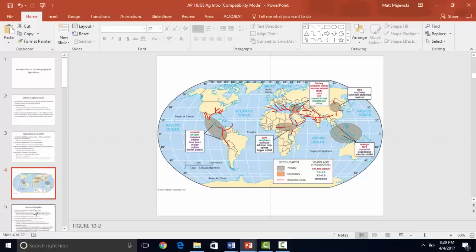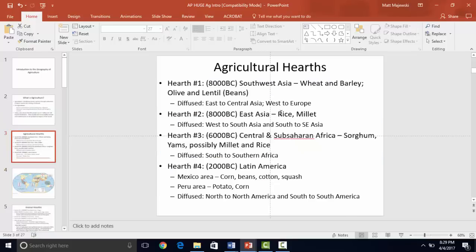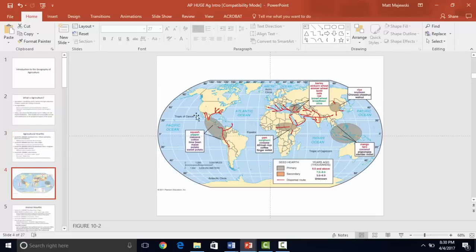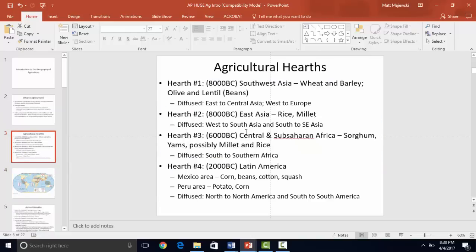All right. Second major agricultural hearth that you need to be familiar with is East Asia. The first crops to be domesticated there were rice, possibly millet. Obviously, East Asia located right here. Rice, the dominant crop. Ultimately, they diffused throughout the rest of Asia into South Asia and eventually into Southeast Asia as well. Again, about 8,000 BC, so 10,000 years ago.